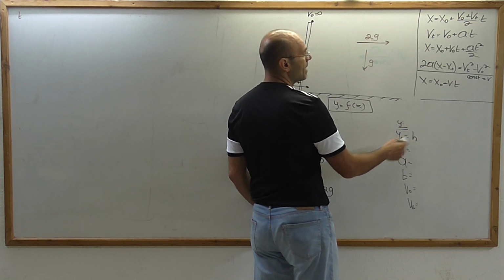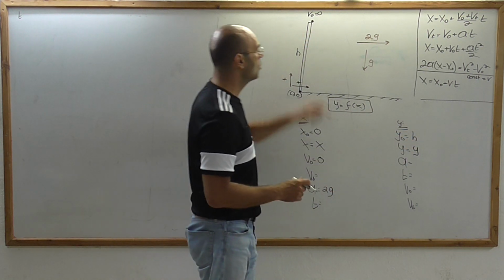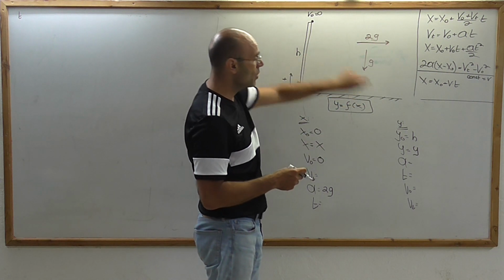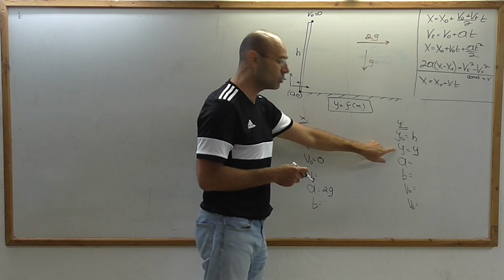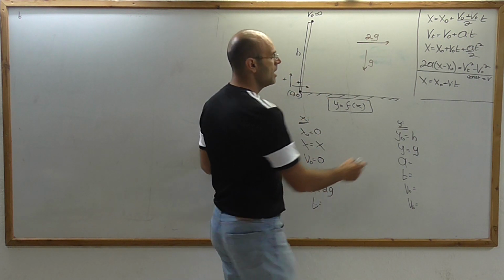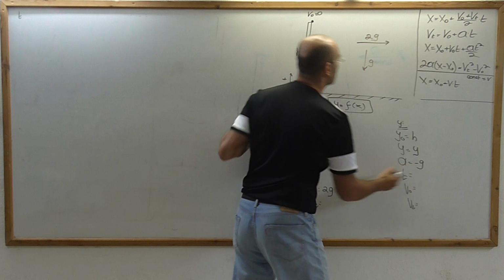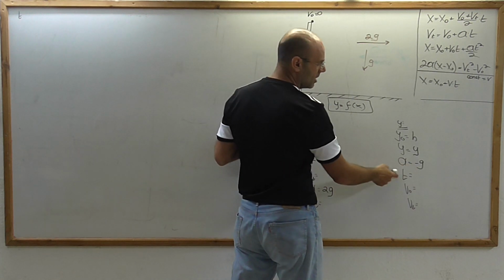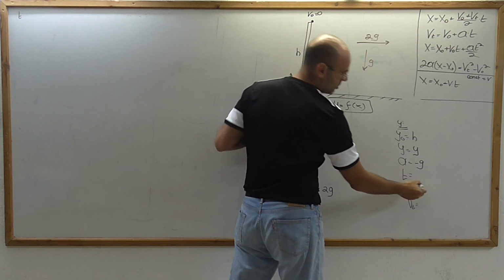Y final, I'll place y because, again, I want y as a function of x. I want to know, when I find an x, what will be the y? What will be the height? A is minus g because this is the positive direction, g is this direction. Time I don't know, v0 is 0.